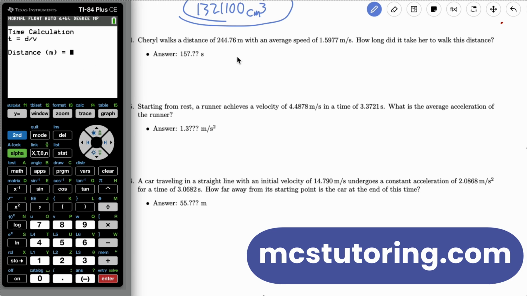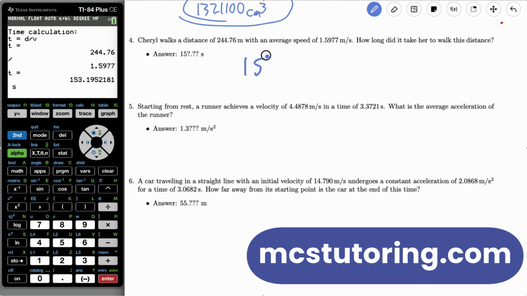Okay, and then what is the distance? It's this right here, the 244.76. And then the velocity. Velocity and speed are interchangeable. Don't tell your math or your physics prof that. They're going to yell at you. But for most human beings, it's the same thing. Okay. How long did it take her?